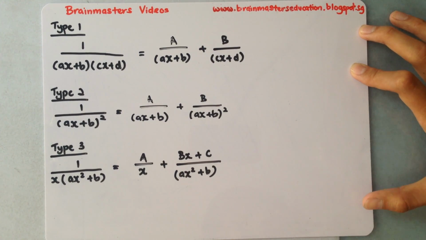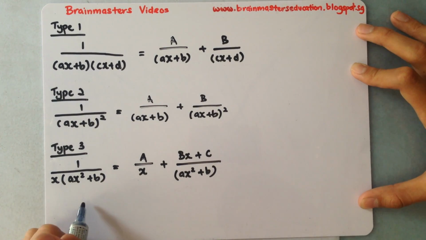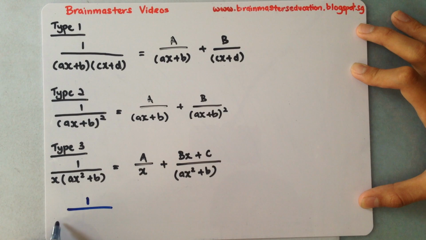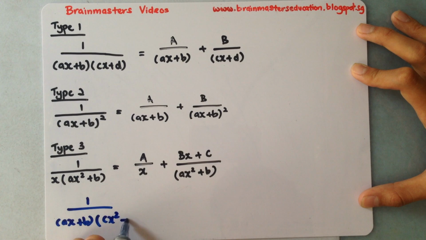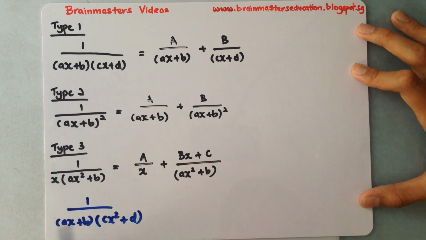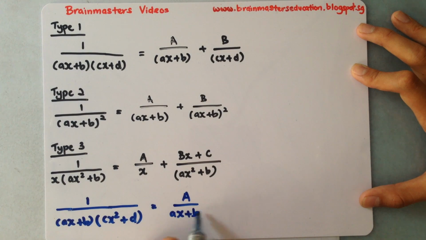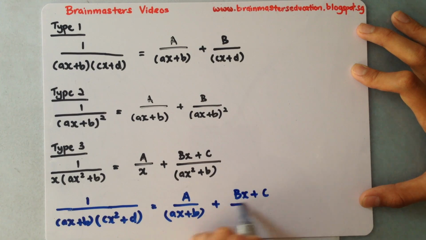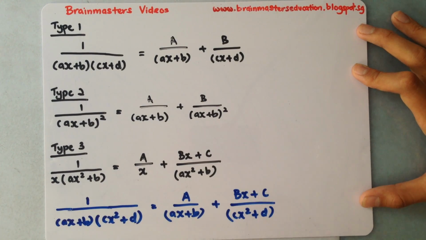Let's go on to some further examples. Say I have a question like this: 1 over ax plus b, cx squared plus d. Do you have in mind what it will be now? Yes, correct. A over ax plus b, and the next one will be plus Bx plus C over cx squared plus d. Because there are two brackets, you separate them out, and because there's a square inside, you write it in the form of Bx plus C for this one.